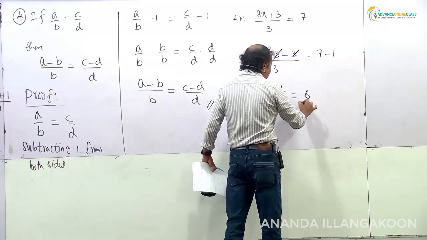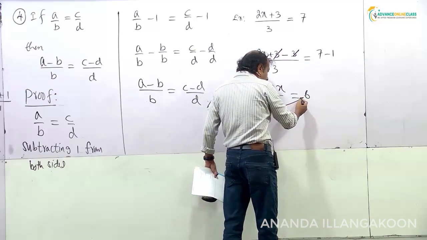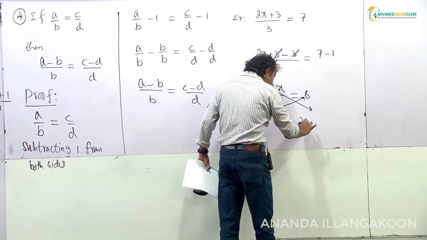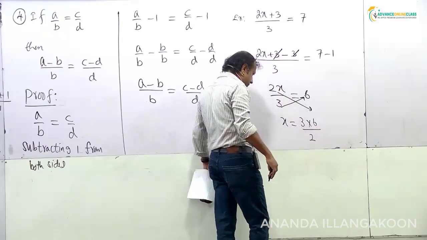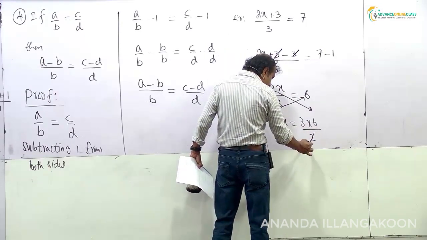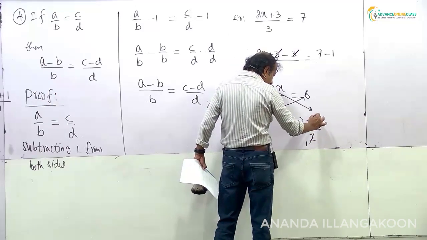7 minus 1 is 6. Right. So, you can bring this 3 here, 2 here. X equals 3 into 6 divided by 2. Okay. Now you can cancel down. This 2 we cancel down by 2. This 6 we cancel down by 2. We get 3 here.